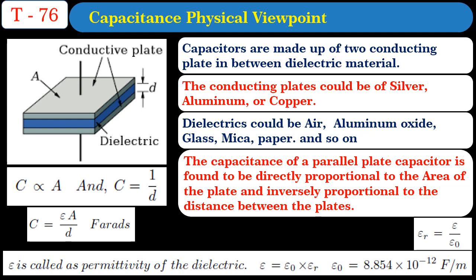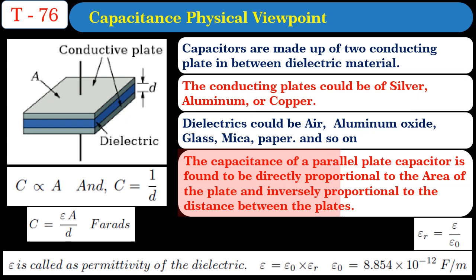Friends, physically the capacitance is made up of two conducting plates in between which the dielectric material is placed, as shown in the figure. The conducting plates could be of silver, aluminium or copper. The dielectric material could be of air, aluminium oxide, glass, mica, paper and so on.